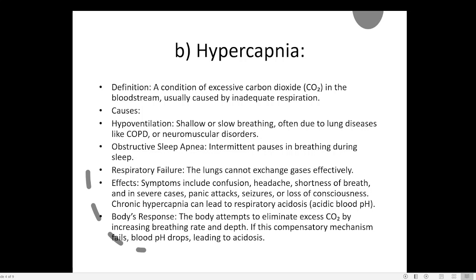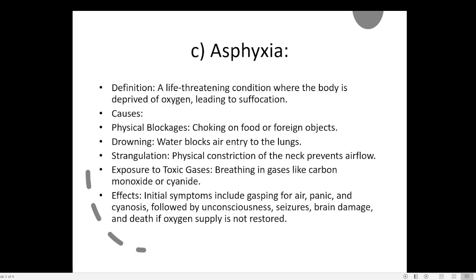And if this compensatory mechanism fails, the pH of the blood becomes more acidic. So the pH drops, leading to acidosis. The reason is that carbon dioxide combines with water forming carbonic acid. It is this carbonic acid that leads to increased acidity of the blood. So these are the situations that lead to hypercapnia and how the body attempts to solve that.